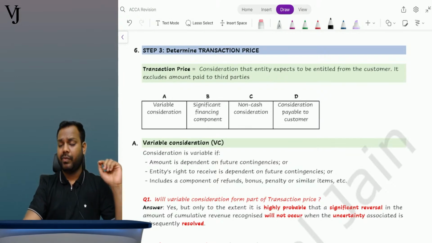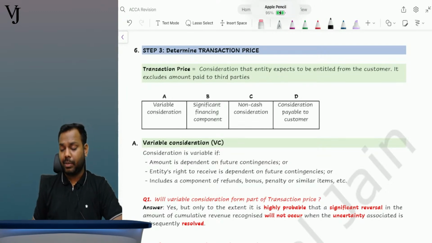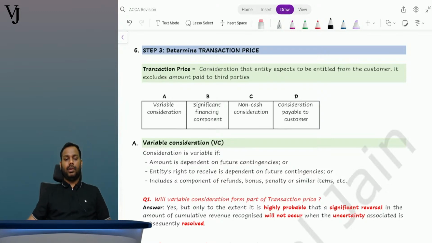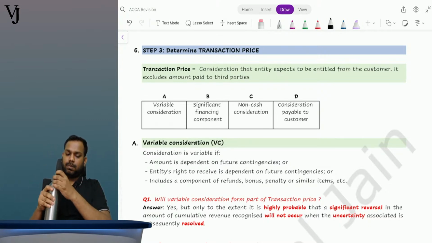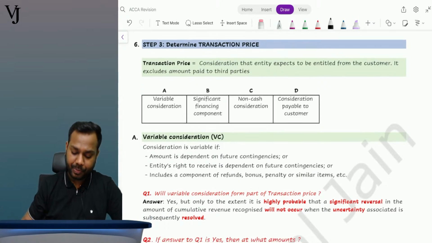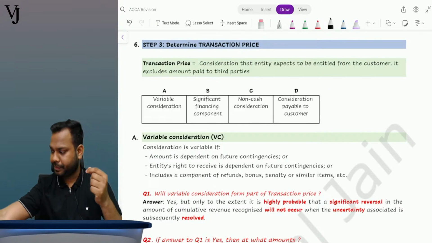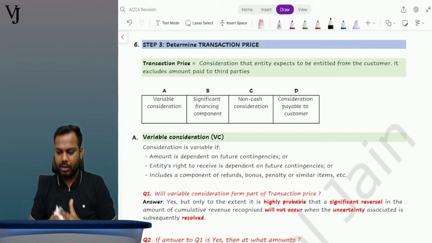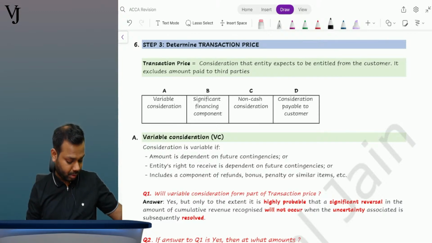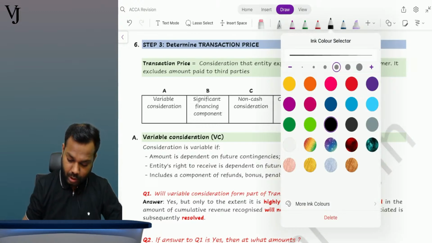So this area again is a very important area. Please listen to me carefully. But now tell me, is it clear till step number 2 for everyone? Wonderful. Step number 3 is transaction price.